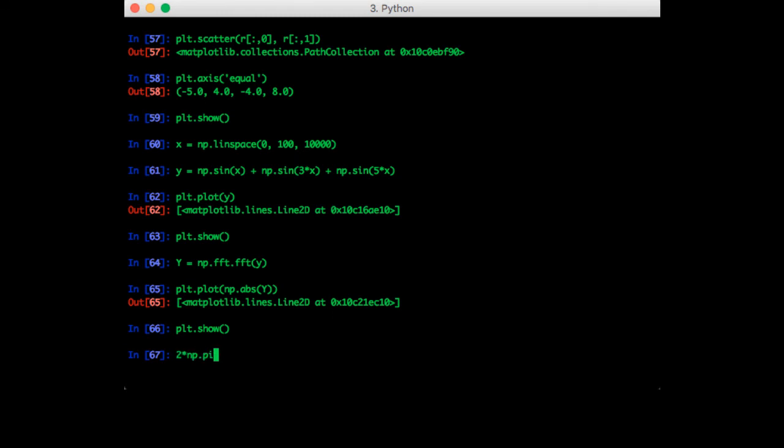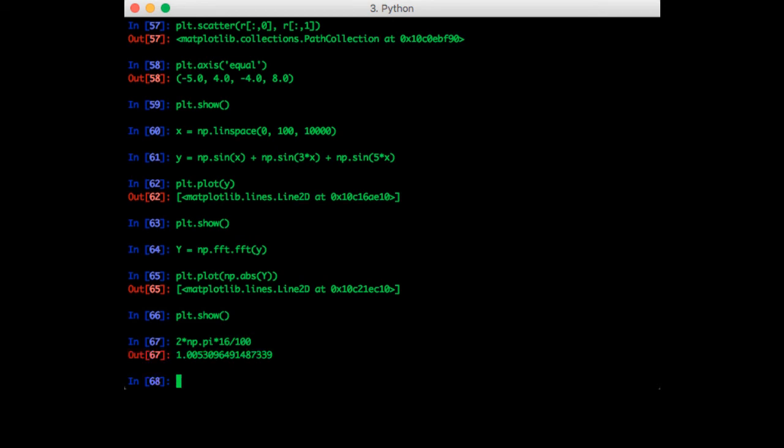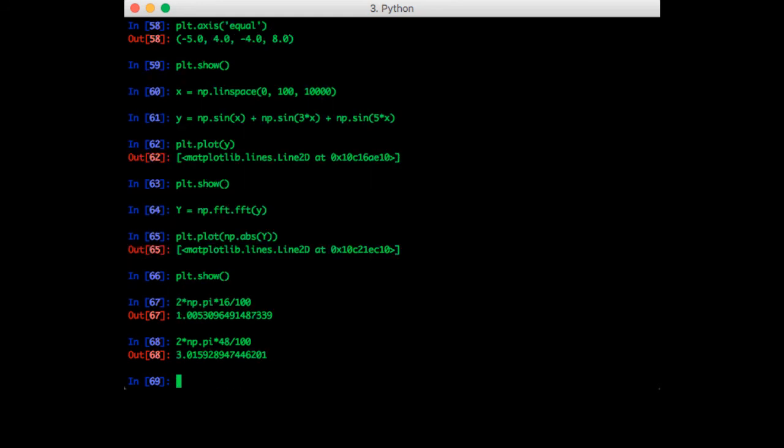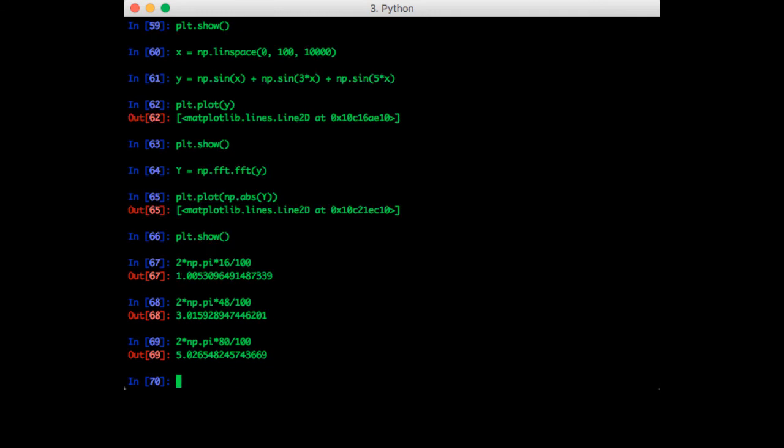So that's 2 times pi times 16 divided by 100, so that gives us 1. 2 times pi times 48 divided by 100, that gives us 3. 2 times pi times 80 divided by 100, that gives us 5. Okay, so these are the original frequencies. So don't worry too much if you don't know what this means. I just wanted to show you that these capabilities exist within the NumPy stack.